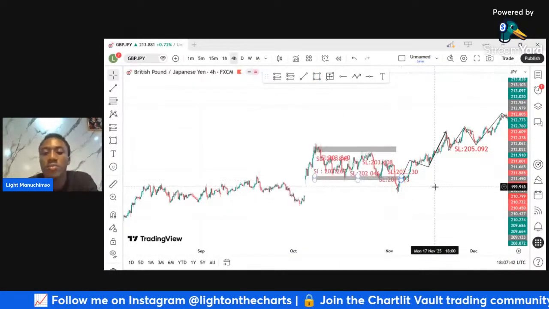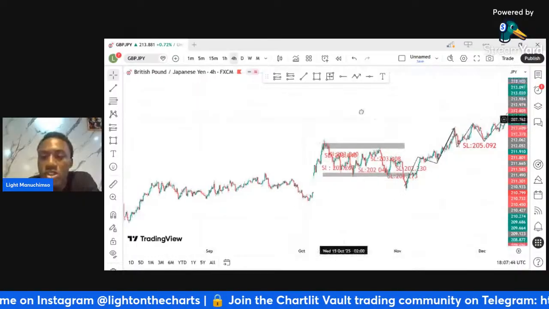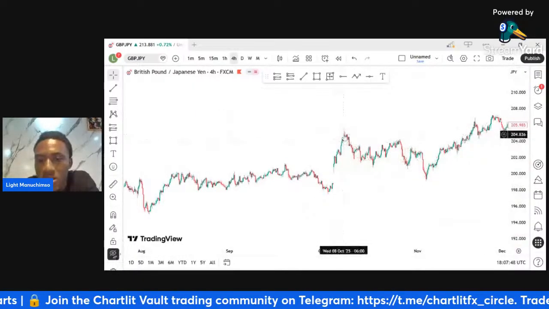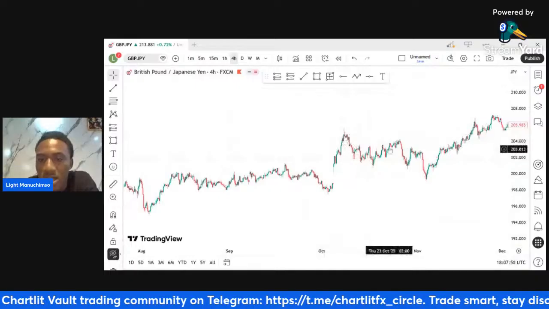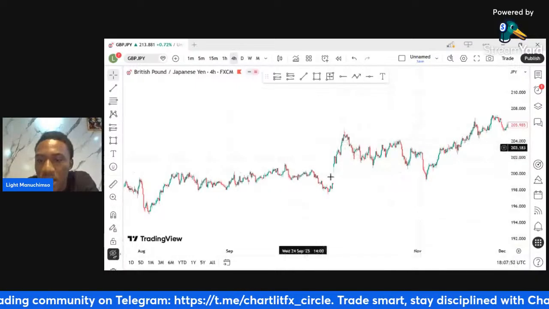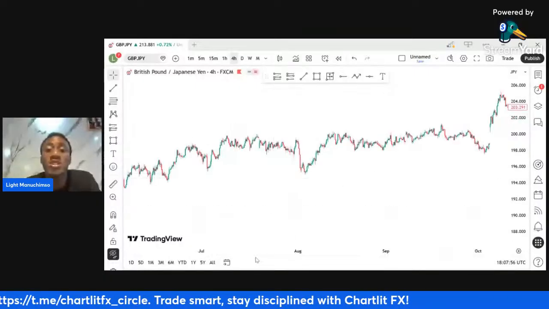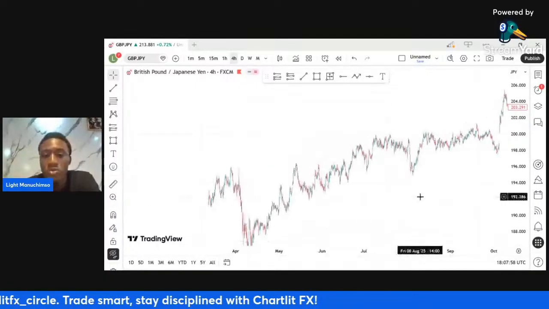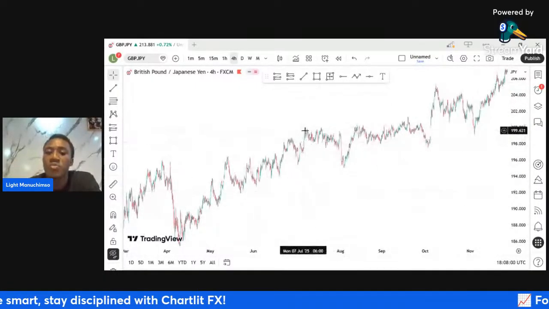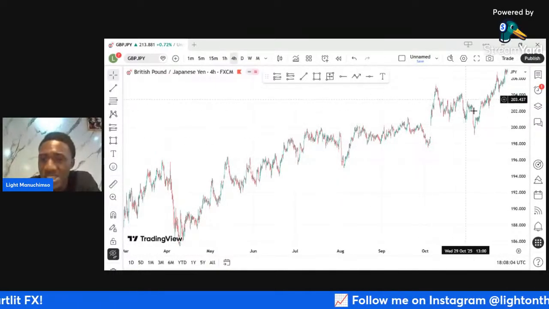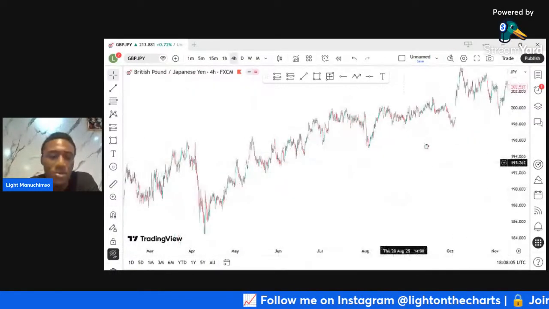Right here, the ranging market structure. Okay, let me just hide it. Right here, you can see it gets here high, just like that, just going sideways, sideways, sideways. No true direction. It's just ranging. The range started from here. The market was basically flat. Gets here, comes flat, flat, flat, flat before it continues.